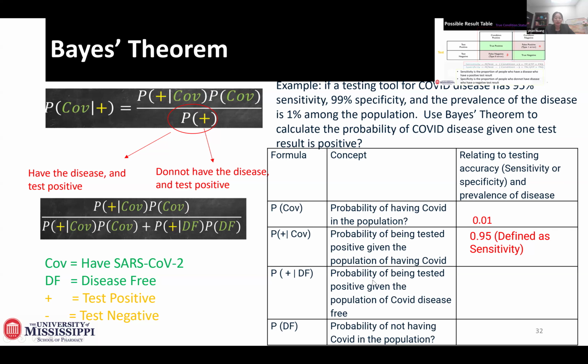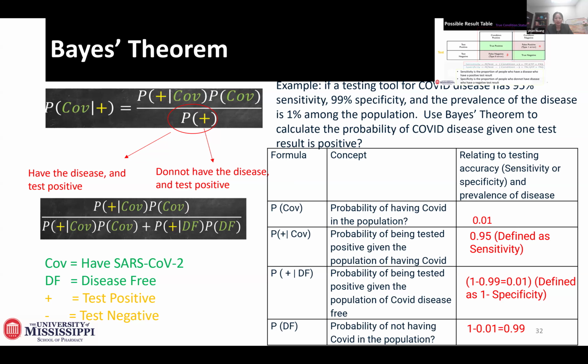So next, what is the probability of being tested positive given the population is COVID disease free? Remember, specificity is the probability of being tested negative given the population of disease free. So the probability of being tested positive given the population of COVID free is 1 minus specificity. Lastly, what is the probability of not having the disease in the population? It's 1 minus the prevalence of the disease.